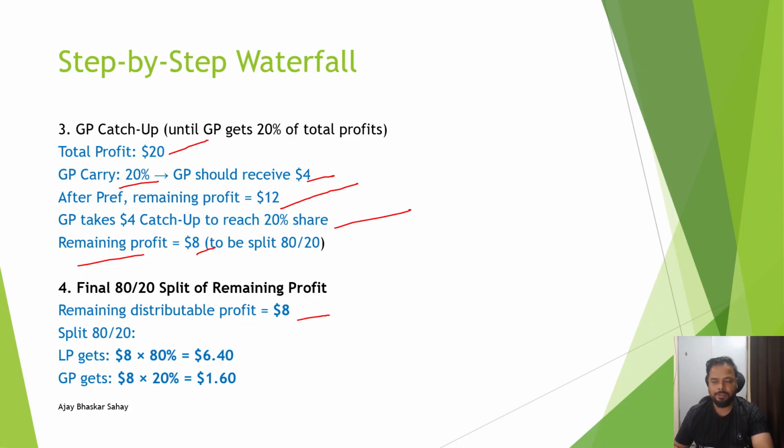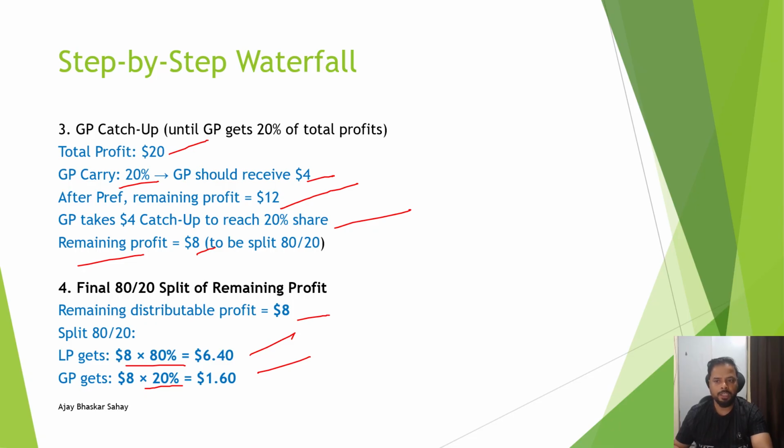Now we will split that between the 80 to 20 principle. 80 will go to the LP and 20 will go to the GP. So 80% of the 8 and 20% of 8, which is for the GP, is 6.4 and 1.6.